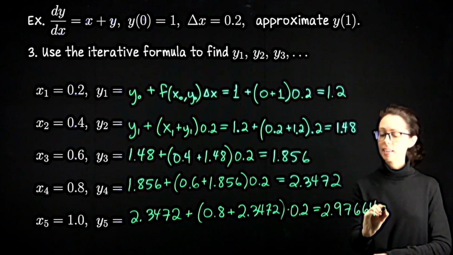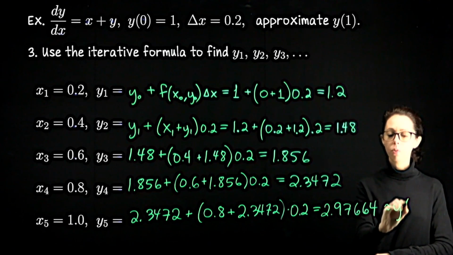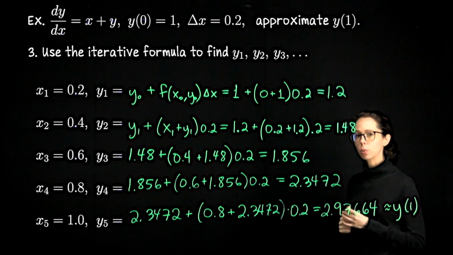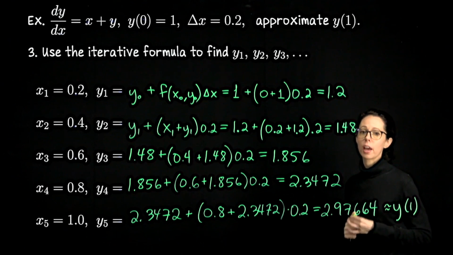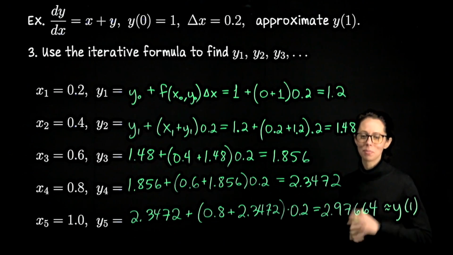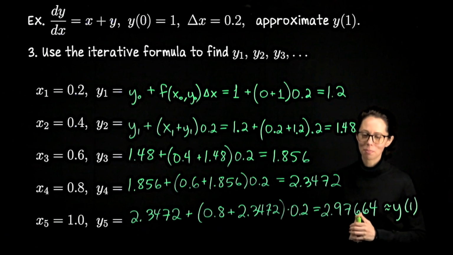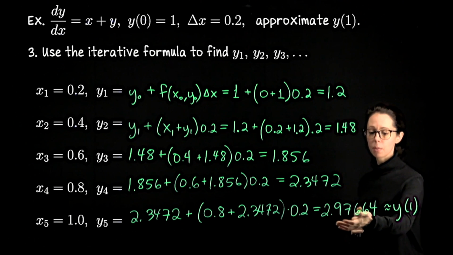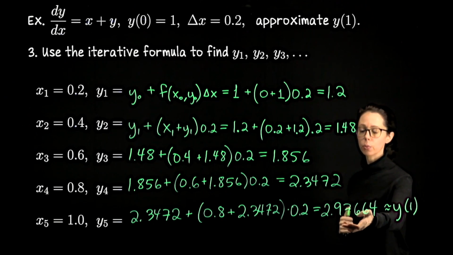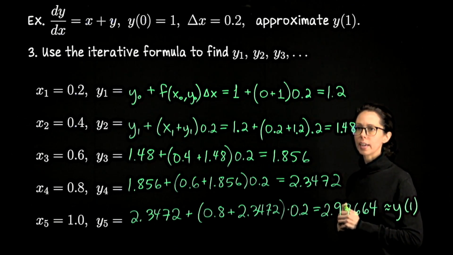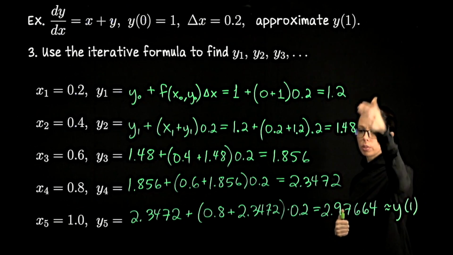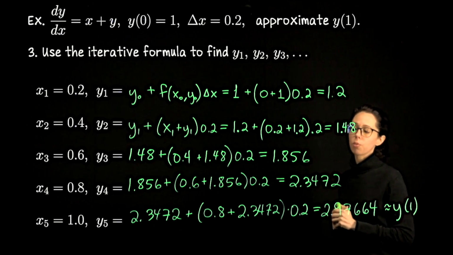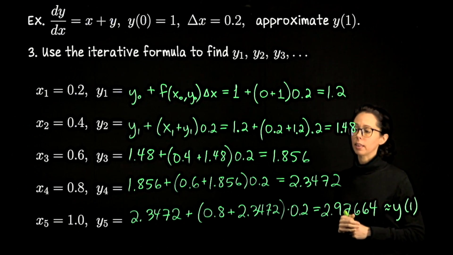Regardless, we're saying that this is approximately y of 1, where y is the solution to the differential equation dy/dx equals x plus y with an initial condition of y of 0 equals 1. That's what I'm trying to say. All right, so here we've got an approximation for the value of our solution when x equals 1. We've also generated, in addition to the initial condition, 5 more points that we could use to try to create a picture of what the solution looks approximately like.